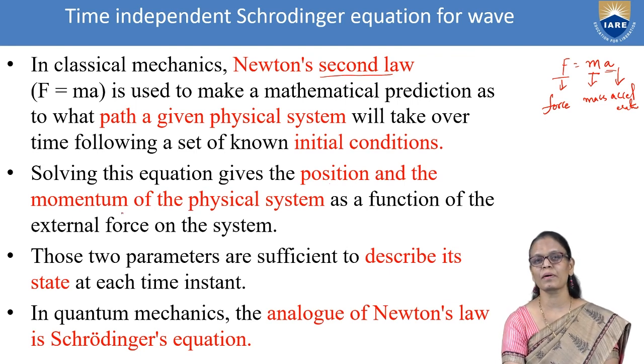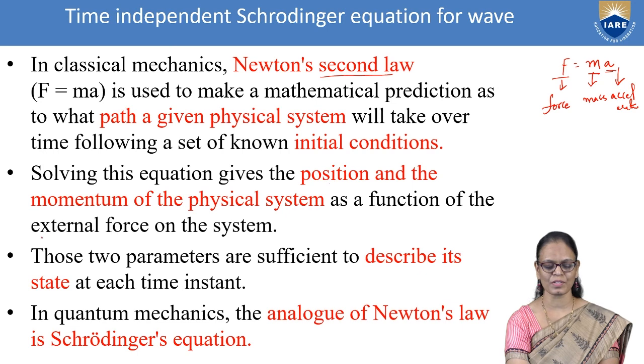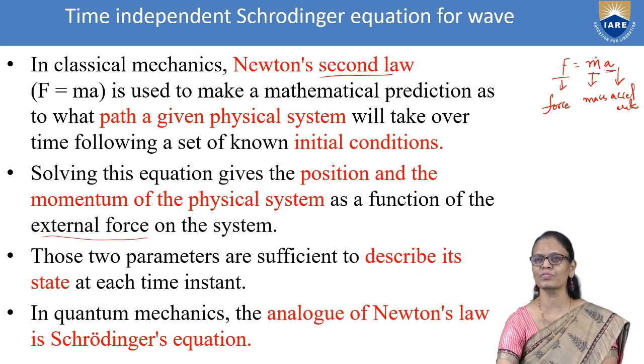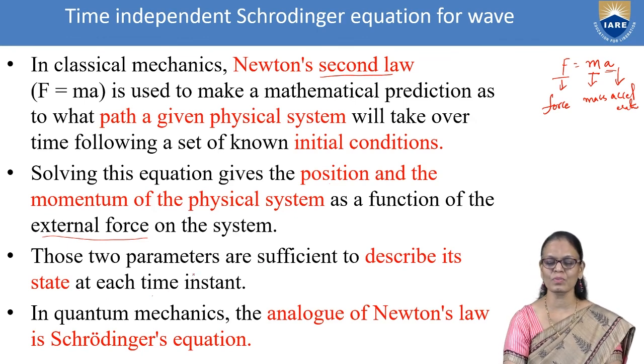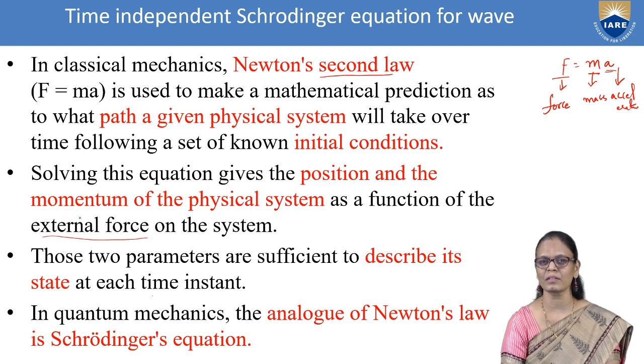It also gives us information about the momentum of the system, and it is a function of the external force. So what is happening here? The more the force applied, the more the acceleration, if the mass is kept constant. So it describes the position as well as the momentum as a function of the external force that is applied. And these two parameters are sufficient to describe the state at any instant of time. You need these two parameters, that is, the position and the momentum.